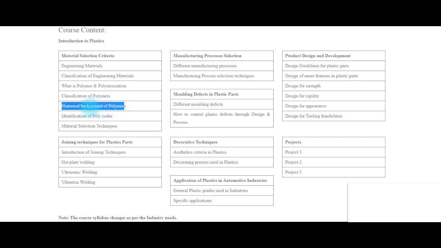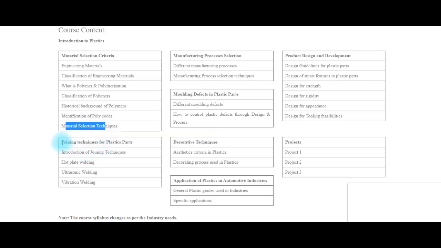They also mention the history of all polymers and identification of poly codes, meaning for plastic material in technical language there are lots of codes mentioned. That study is also mentioned in this chapter. And next is material selection technique. In this chapter, what kind of material selection technique is used, which materials are good for which application, that is also considered in this chapter.